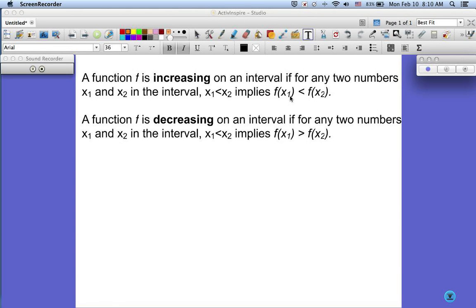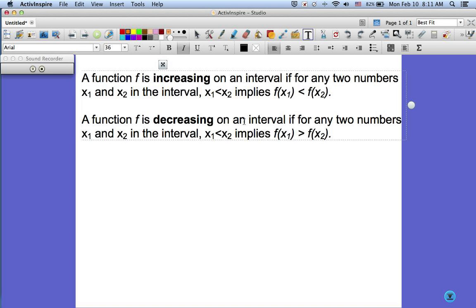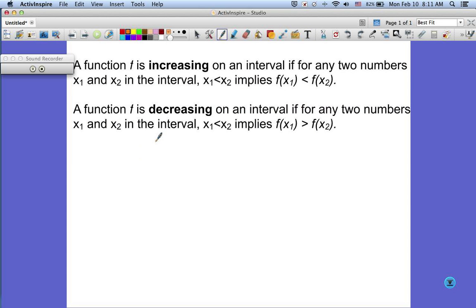Today we're going to talk about increasing, decreasing, and the first derivative test. So a couple definitions I got written up here for you already. A function is said to be increasing if on an interval, for any two numbers x1 and x2 in that interval where x1 is less than x2, then also the function value f of x1 is less than f of x2.